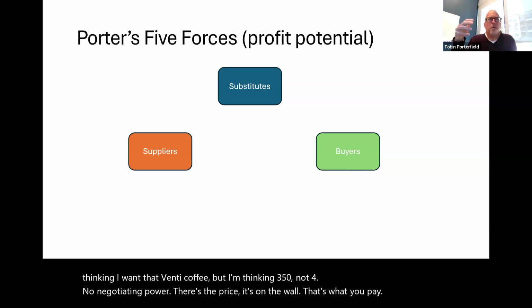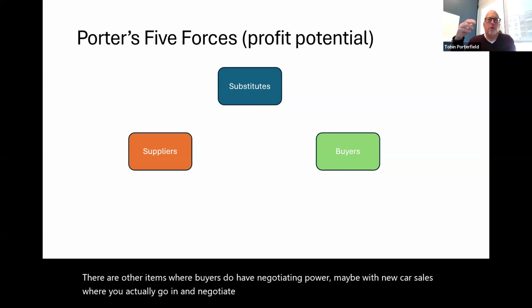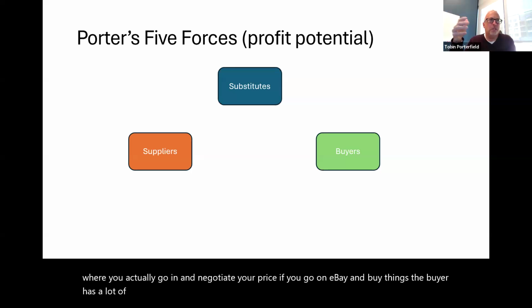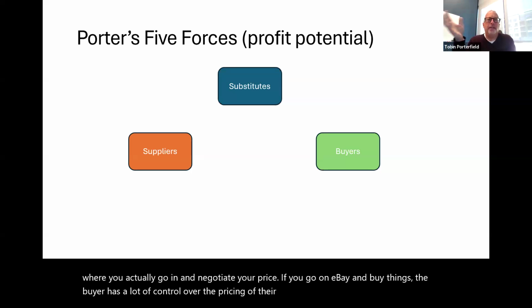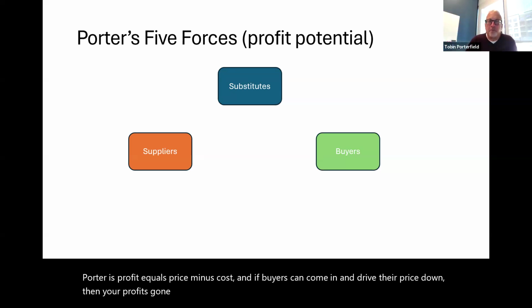There are other items where buyers do have negotiating power, maybe with new car sales where you actually go in and negotiate your price. If you go on eBay and buy things, the buyer has a lot of control over the pricing of their product. And again, the concern from Porter is profit equals price minus cost. And if buyers can come in and drive their price down, then your profit's gone. So he's saying, be careful. And there's not a lot of situations where buyers have power these days, but it always needs to be considered.